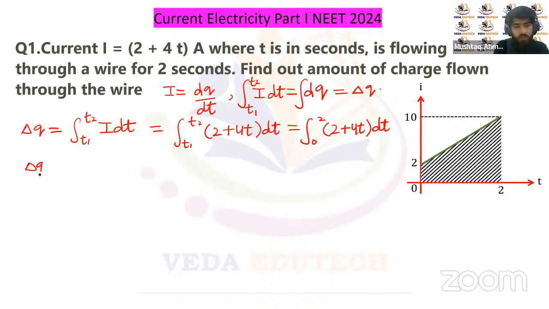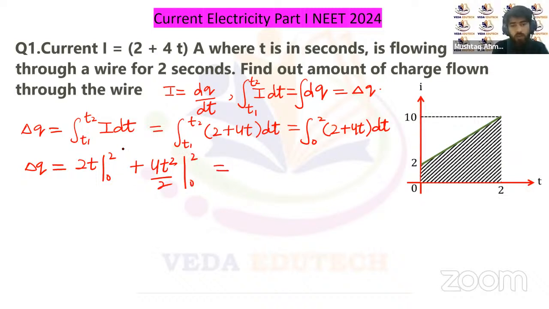Now this delta Q will be equal to, integrating 2 with respect to t, it will be 2t with limits 0 to 2, plus the integration of 4t, which will be 4t squared upon 2, with the limits 0 to 2.